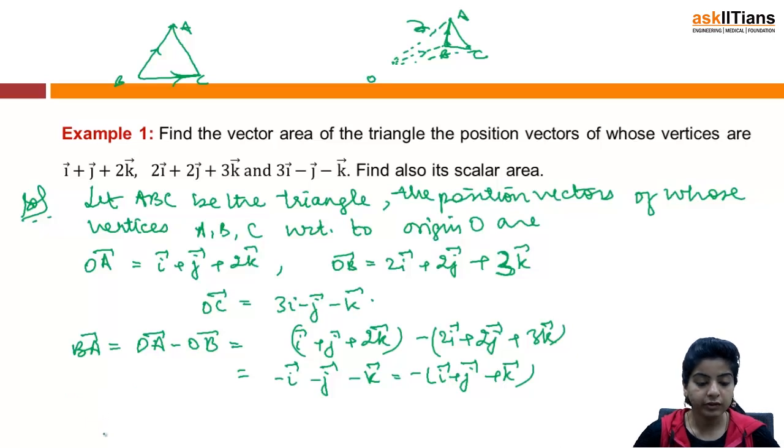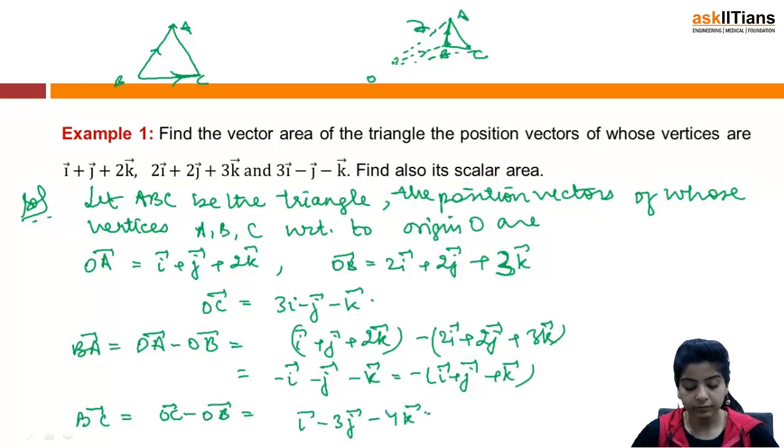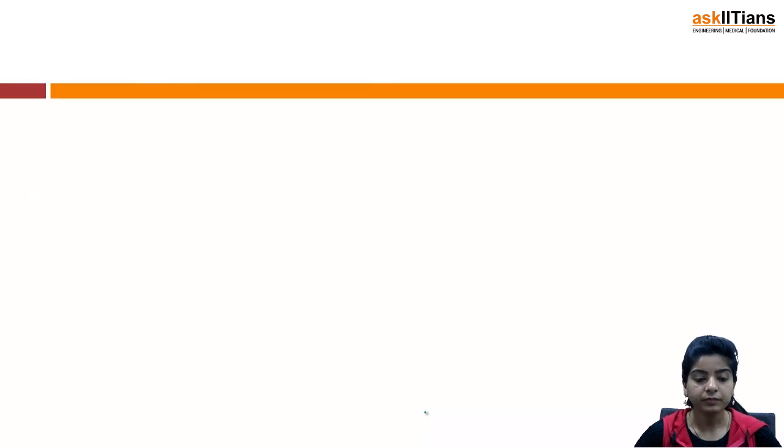Similarly, what I'll do is I'll try to find out the value of BC. Again, using the same concept, I have BC is OC minus OB, and so that will be equal to i minus 3j minus 4k. So we have got BA and BC.